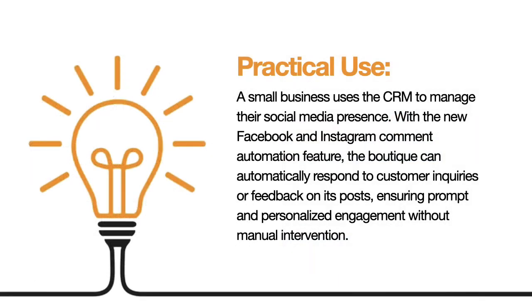You can create dynamic and interactive engagement experiences. Now, let's talk about those practical use benefits. Let's say you're a small business. I'm going to guess you most likely are. And now you can use the CRM to manage your social media presence. With the new Facebook and Instagram comment automation feature, the boutique business or any business can automatically respond to customer inquiries or feedback on its posts, ensuring prompt and personalized engagement without manual intervention. Imagine how much time this is going to save you, and imagine what you'll be able to do with this new feature.